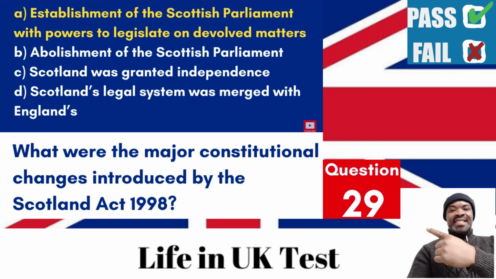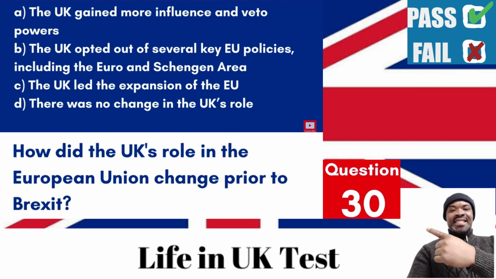Answer A. Establishment of the Scottish Parliament with powers to legislate on devolved matters. The Scotland Act 1998 was significant for establishing the Scottish Parliament, granting it powers to legislate on a range of devolved issues. Question 30. How did the UK's role in the European Union change prior to Brexit?